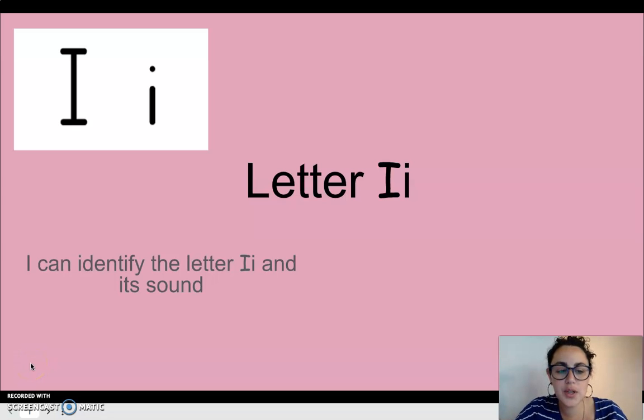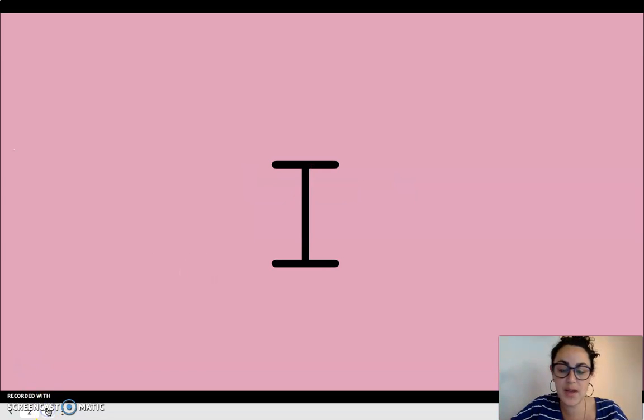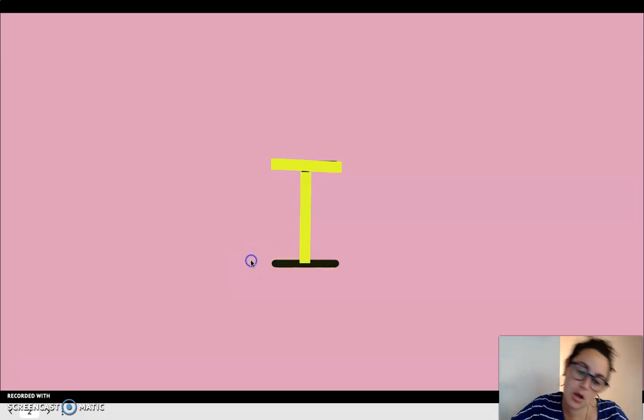In this lesson, we're going to look at the letter I. We'll look at uppercase I, lowercase I, what they look like, and the short sound this vowel can represent. So this is an uppercase I, and then we write it like this. We go across, down, across.